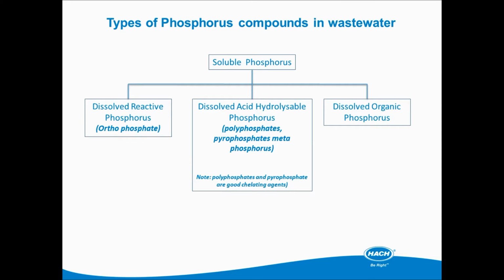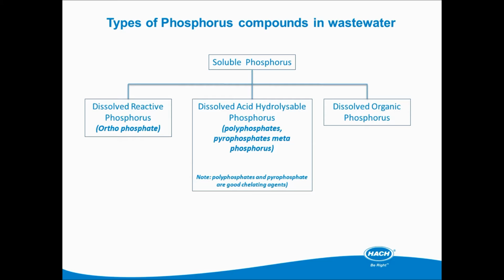Now I'll go on to discuss the forms of phosphorus in wastewater. These break down into two main groups, soluble and particulate, and the soluble group subdivides into three subgroups. These are soluble reactive phosphorus, which is orthophosphorus with a formula of PO4. Acidic hydrolyzable phosphorus. These are short-chain polyphosphates which will hydrolyze at room temperature into orthophosphate when in contact with the acid used in the phosphate test.